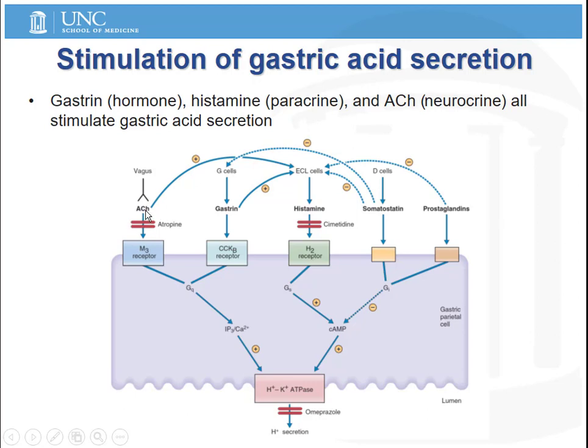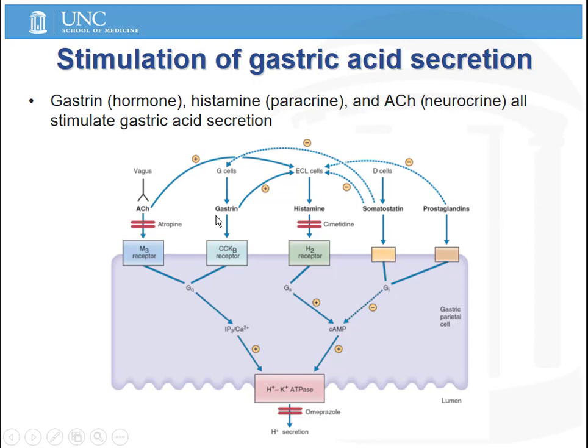First, there's direct activation of the parietal cell via release of acetylcholine from enteric neurons, which acts on the parietal cell via muscarinic receptors. So when acetylcholine binds, it activates phospholipase C and frees diacylglycerol and IP3. It's IP3 that allows release of calcium from intracellular stores that allows hydrogen-potassium ATPases to be transported onto the luminal membrane. Atropine blocks these muscarinic receptors and prevents this direct stimulation of acid secretion. Acetylcholine also acts through indirect pathways to cause acid secretion by causing the ECL cells to release histamine.